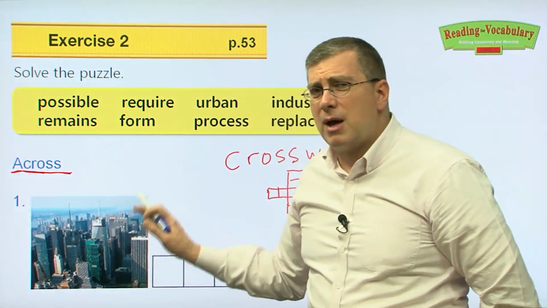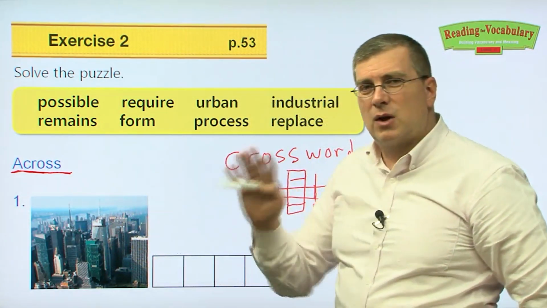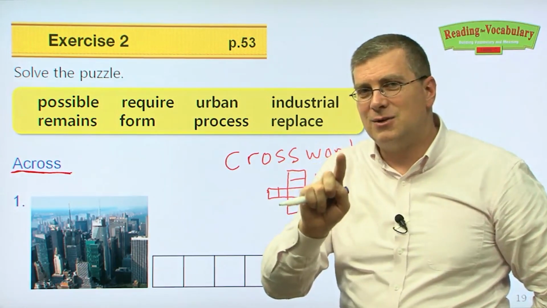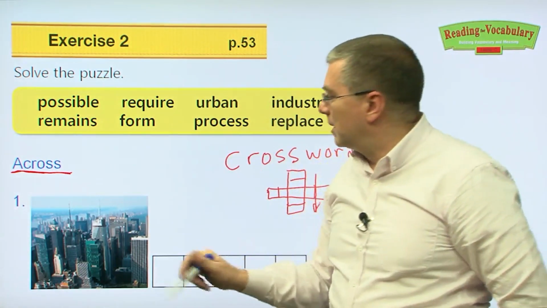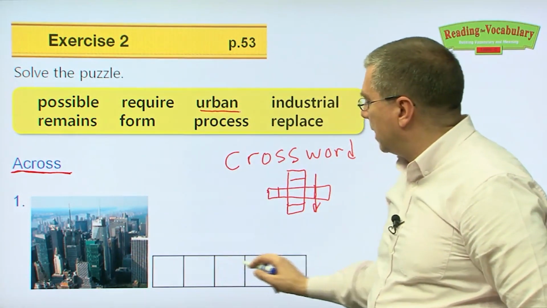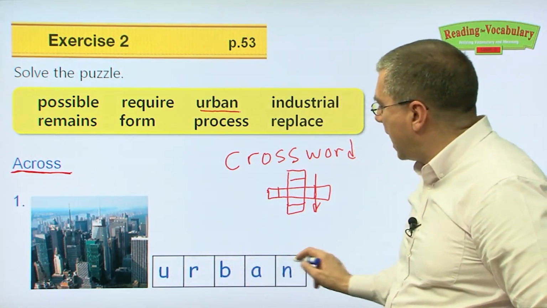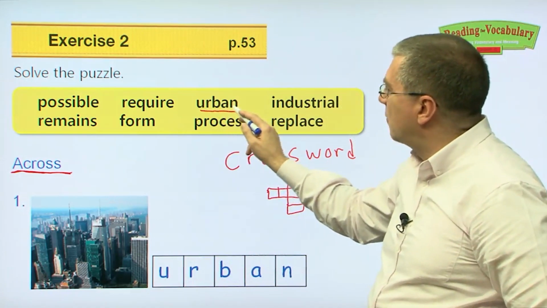This is a picture of a city. Now, when we talk about the city setting, right, what do we say? I taught you 2 words, right? First, I taught you in the city you say it's urban, and in the countryside you say it's rural. But this is a city, so this is the word we need, urban. And we can see U-R-B-A-N, 1, 2, 3, 4, 5. 1, 2, 3, 4, 5.